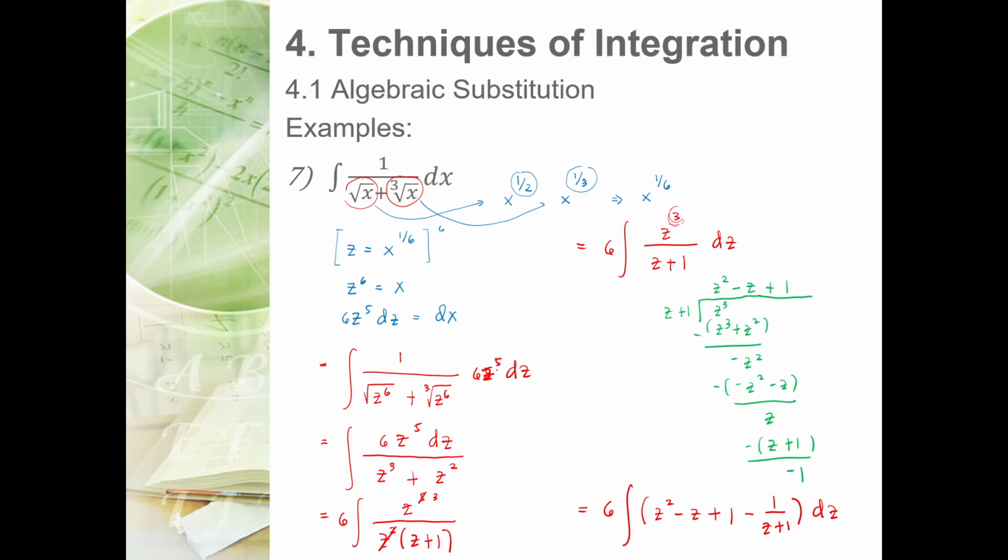So just try to integrate this one further. Probably this one is 2z cubed minus 3z squared plus 6z minus 6 ln of z plus 1 plus c. Then try to replace the z parameter afterwards.